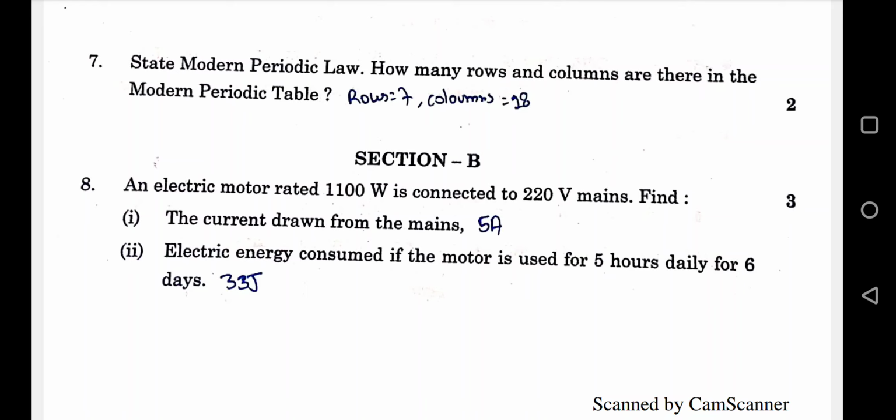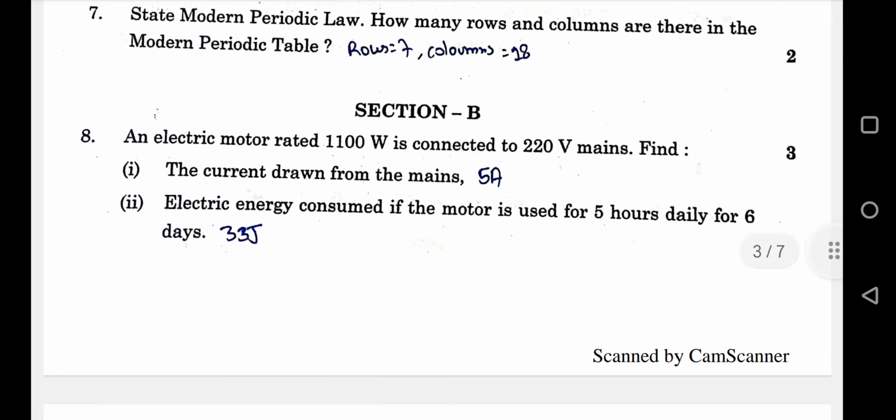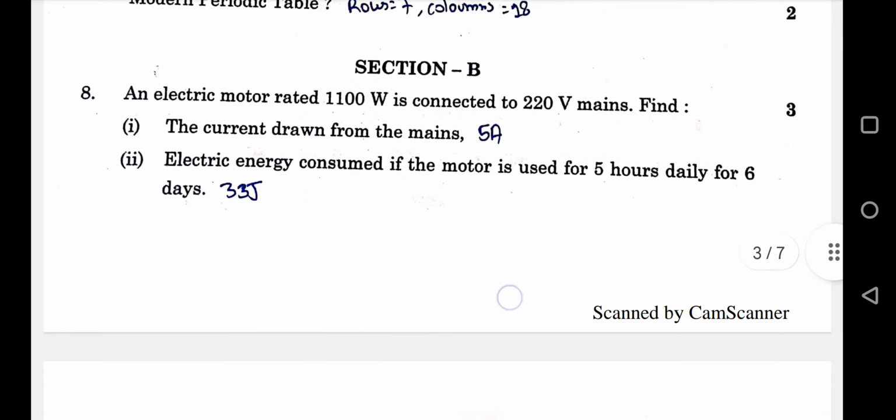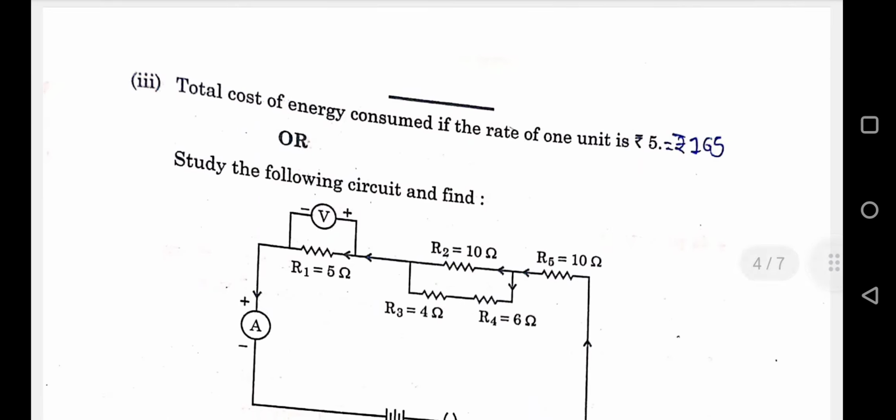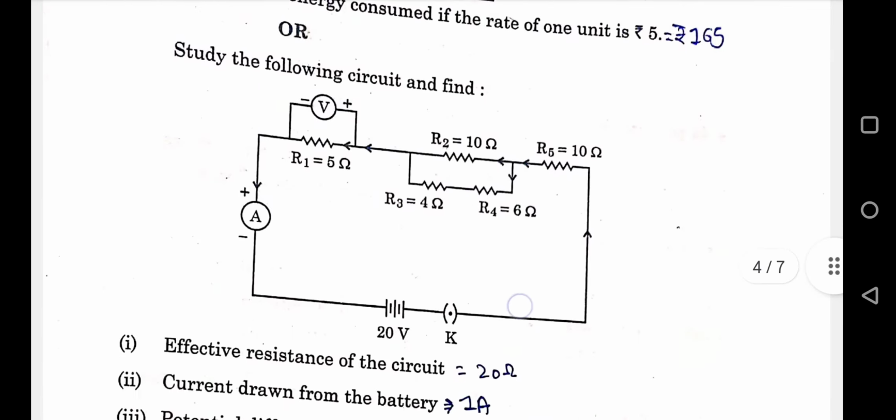An electric motor rated 1100 watt is connected to 220 volt mains. Find the current drawn from the mains. The answer is 5 ampere. Electric energy consumed if the motor is used for 5 hours daily for 6 days is 33 units. Total cost of energy consumed if the rate of 1 unit is 5 rupees is 165 rupees.